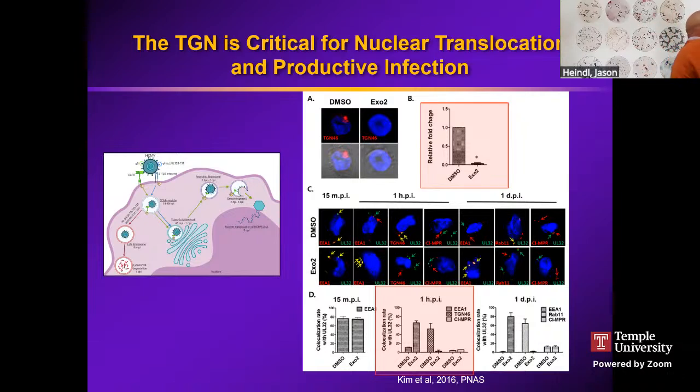That virus is inside the TGN. What we did, the first thing we did, was take a drug agent to it that basically dispersed the TGN.